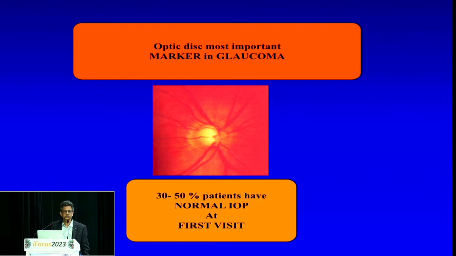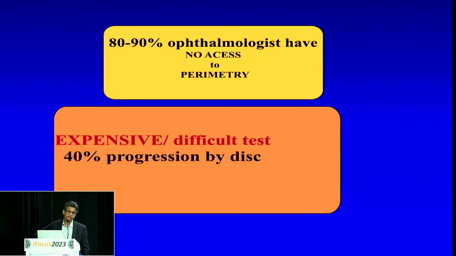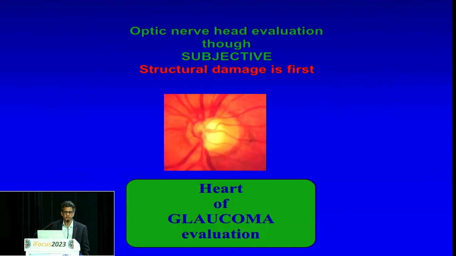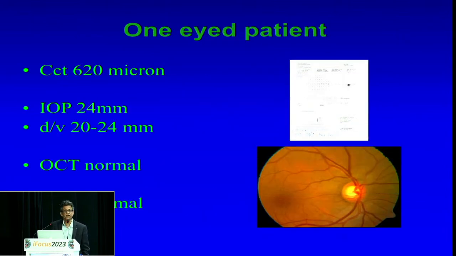Almost 30 to 50% of the patients of glaucoma who walk into your clinic will have normal IOPs at that point of time. And you will say, we will do perimetry. Perimetry is an expensive test. 90% in the periphery may not have access to that. And even when you do it for the first time, so many of the patients will do it wrongly. So the trick is to be able to diagnose with the disc. Please just understand that part. And even progressions can be picked up. Almost 40% of the progression in the early stages can be picked up by the disc itself. So that is the heart of glaucoma evaluation, because the structural changes come first.